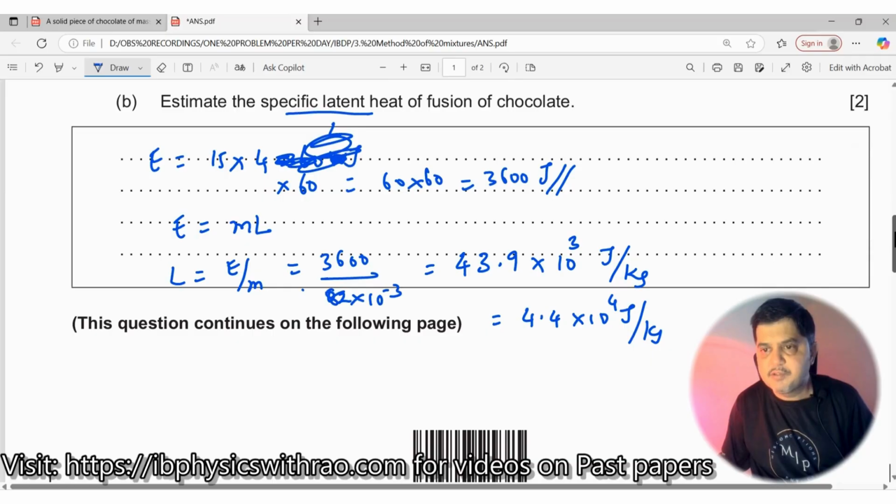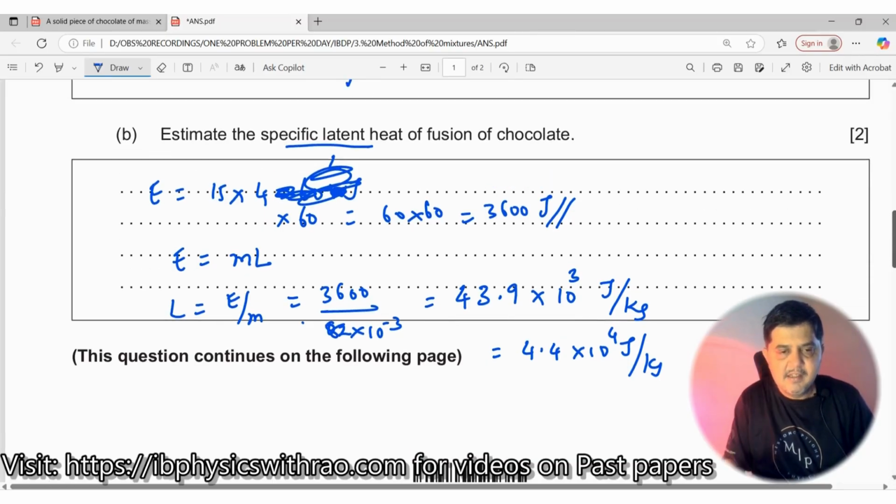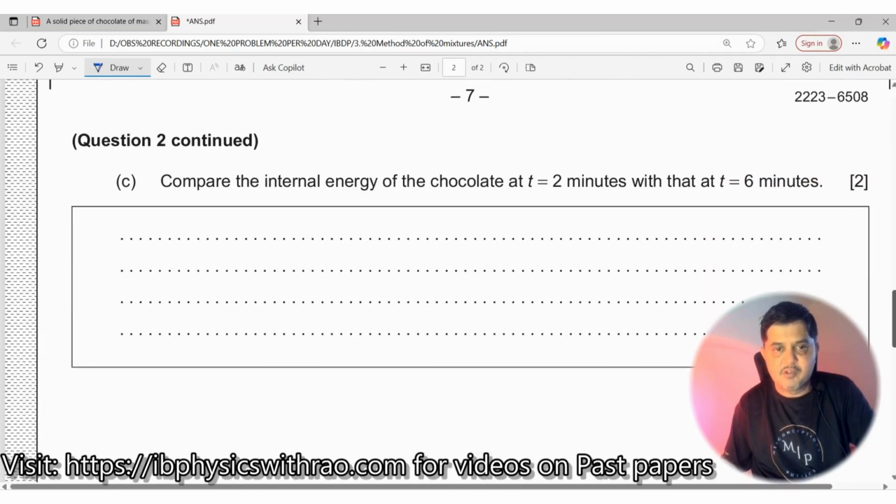Why did I choose two significant figures? Here you see 3600 has 2 SF, and this has 2 SF. So therefore, I should put this in 2 SF. Remember, this is the logic that you need to use to decide the number of significant figures in your experiment and your calculation. Let me go to the next one.